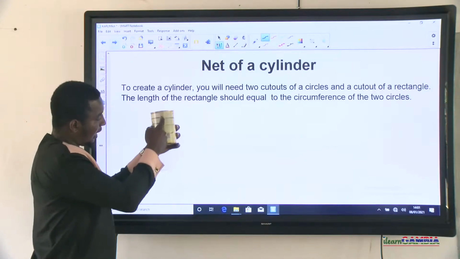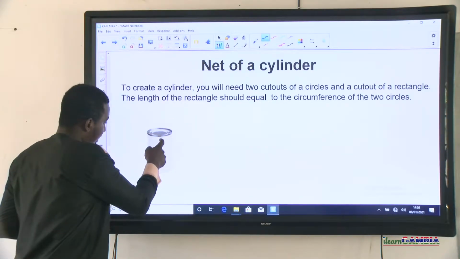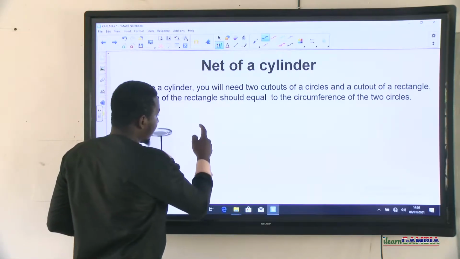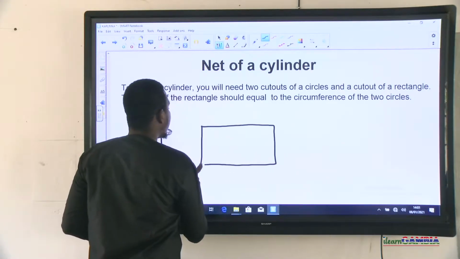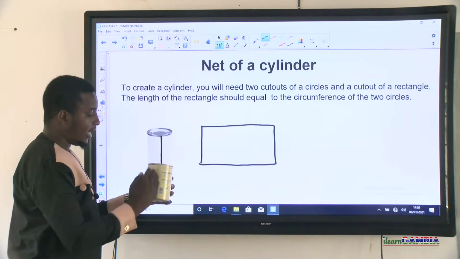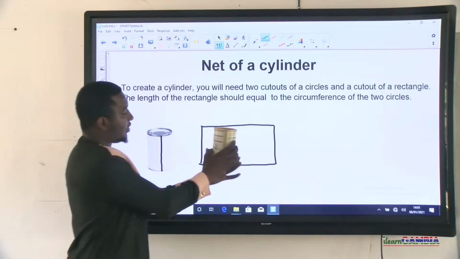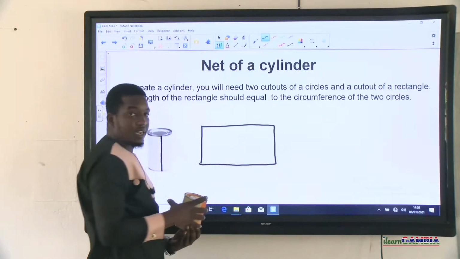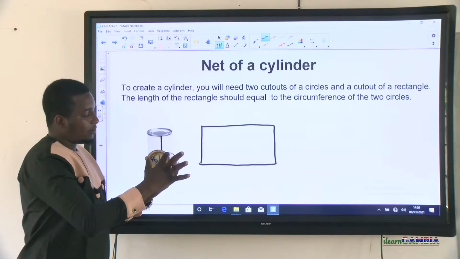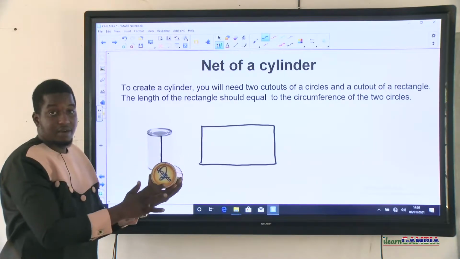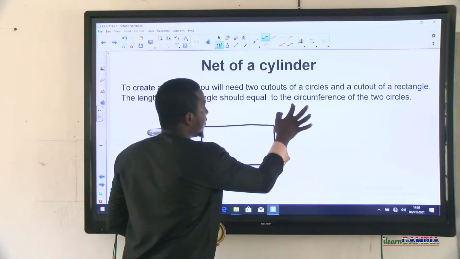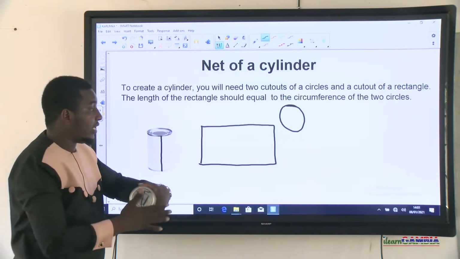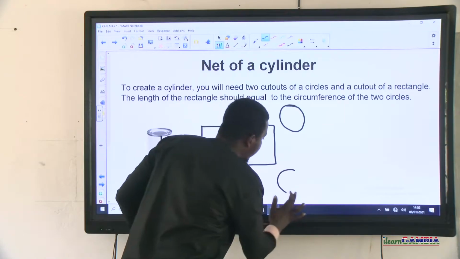Let's say if you open this part here, that is opening right here, and we split it, we'll have a shape that looks like this. That is, if you open here and split this side and split the other side, you'll have something that looks like that. Now this area here is like a circle, the one that is on top. That is one of it. And this other side is another one. That is the one at the bottom. It's going to be like this.